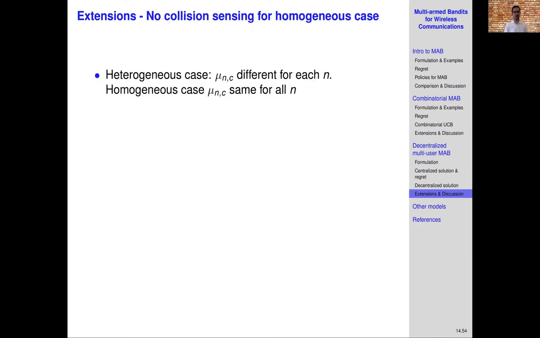Another interesting extension is when there is no collision sensing. In other words, when collision feedback is not present. So far, we considered the heterogeneous case, where each user can get a different reward from the same channel. For the no collision sensing case, we will focus on the homogeneous case, where channel C yields the same expected reward for all the users, and this holds for all channels.